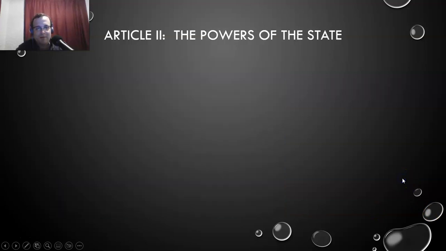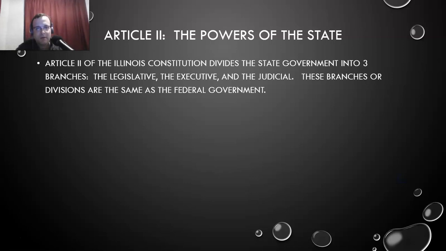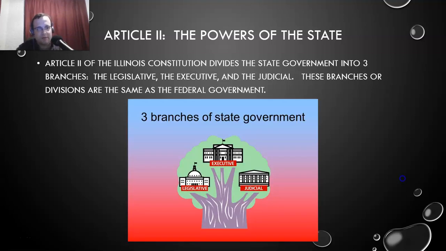So, the powers of the state, Article 2. This divides the state government into three branches: the legislative, executive, and judicial. And these branches are the same as the federal government's. The legislative, which we call the General Assembly. The executive, instead of the president, it's the governor and the lieutenant governor. And the judicial, instead of the Supreme Court of the United States, it's the Illinois State Supreme Court.